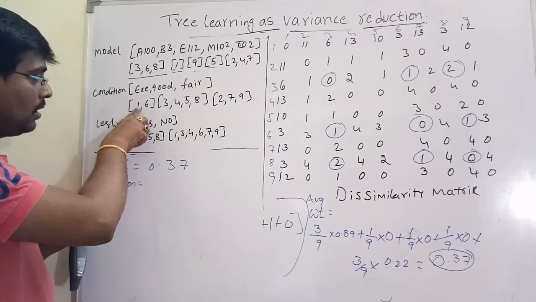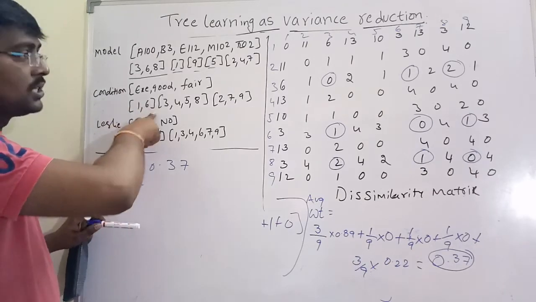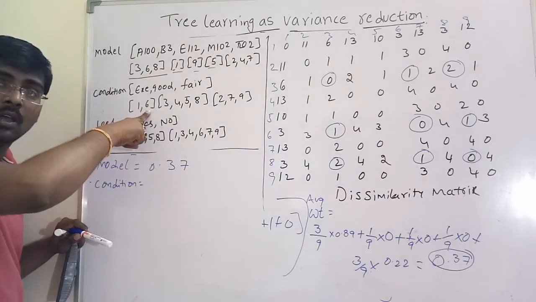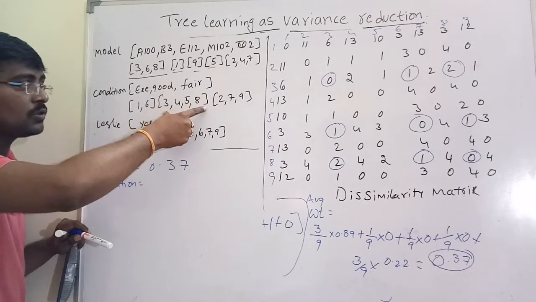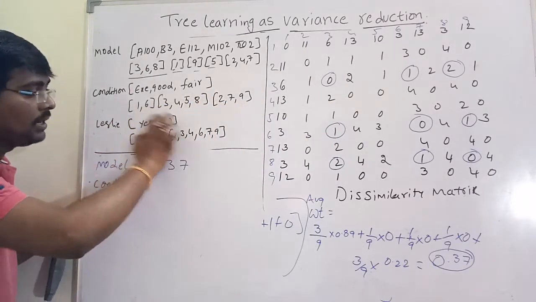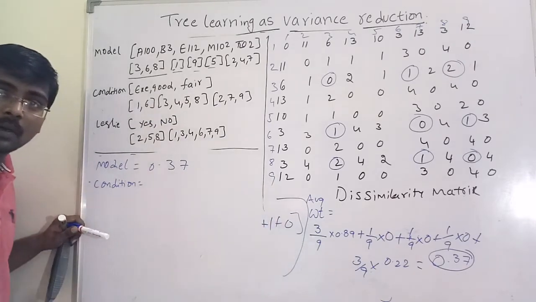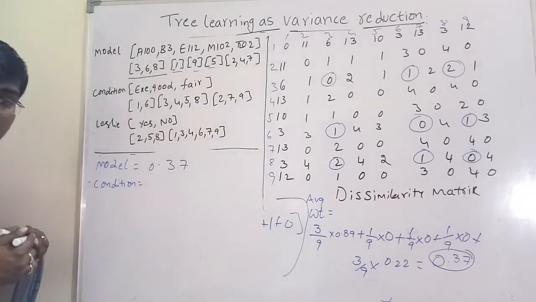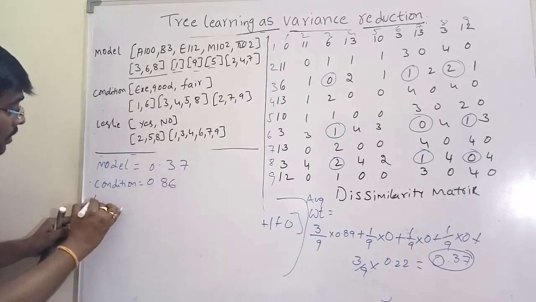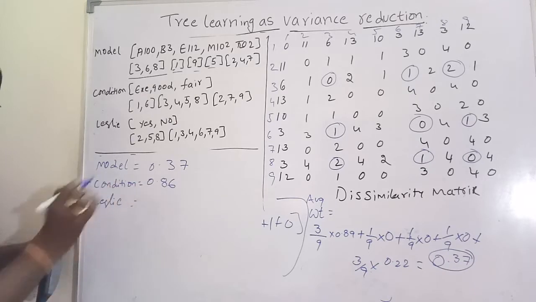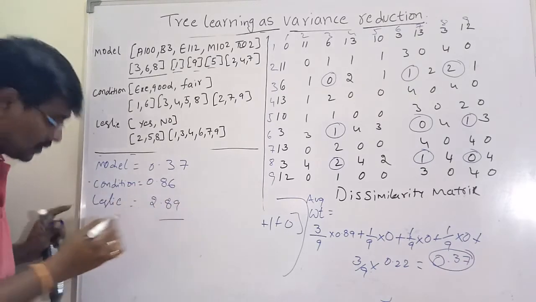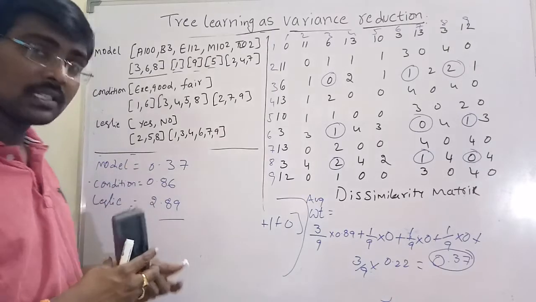1166, 1116, 6166. Sum of all the values. 1 by 2 square into all the values. 1 by 4 square, 1 by 3 square. The procedure is the same. And finally, perform the same operation. What are we getting? We are getting 0.86 for Leslie. I am getting 2.89. Which one have we selected?